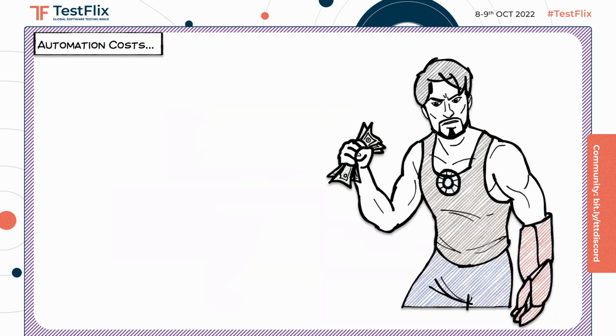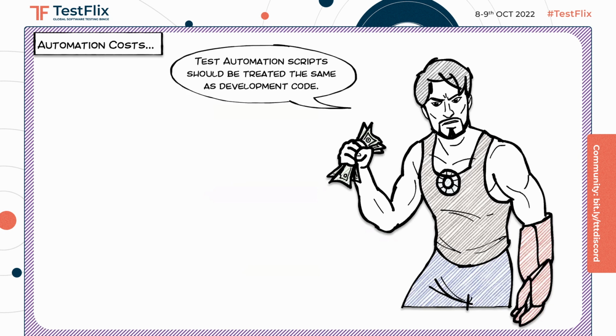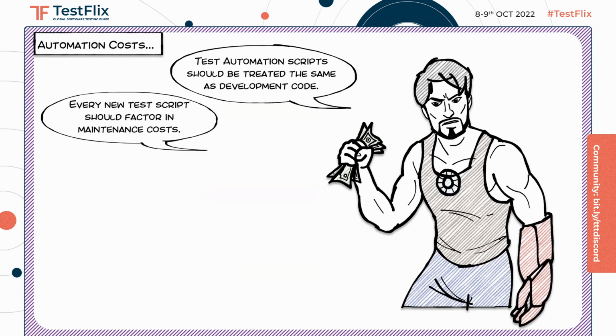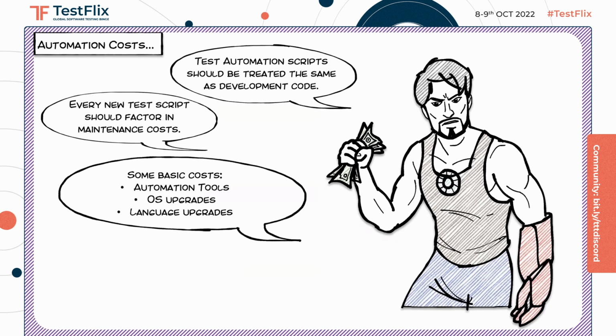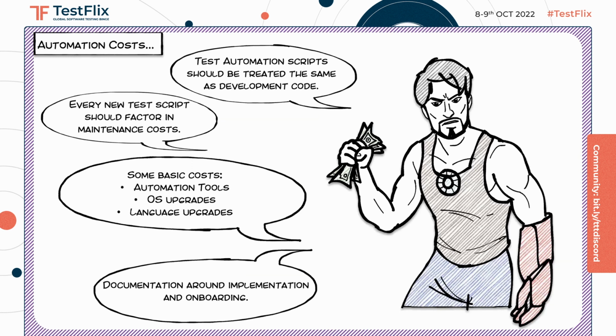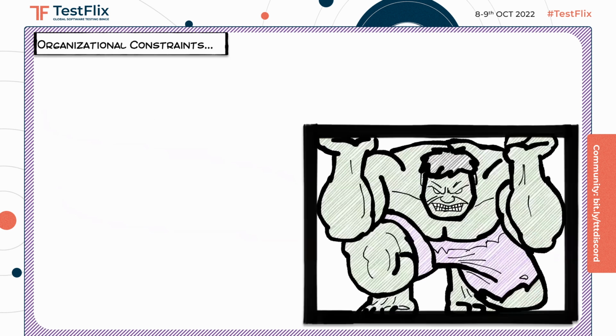Additionally, you need to change your mindset when it comes to what you should actually automate, because test automation scripts should be treated the same as development code. That is to say that every new test script should factor in maintenance costs. Some basic maintenance costs include automation tools, operating system upgrades, language upgrades, as well as the documentation and the onboarding that you have. You're not just simply snapping your fingers and having automation take place and be successful. You're investing for the long term. You're developing it the same way that you would develop any other application.